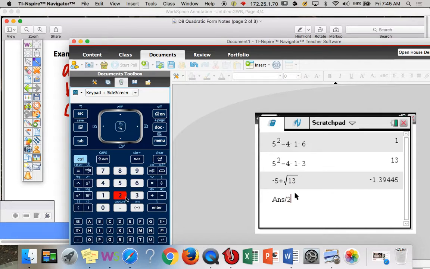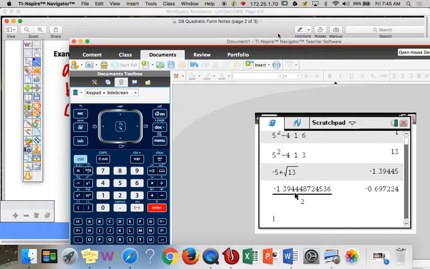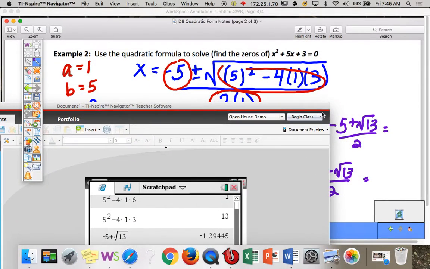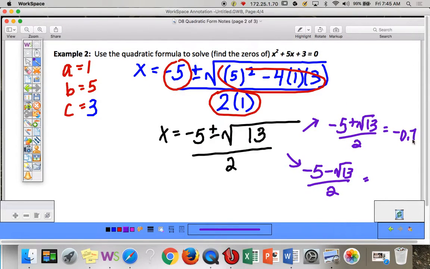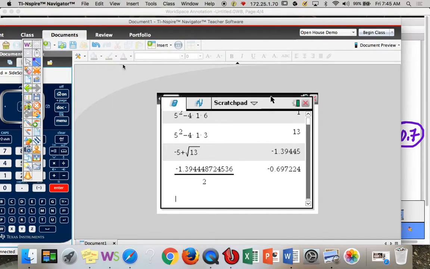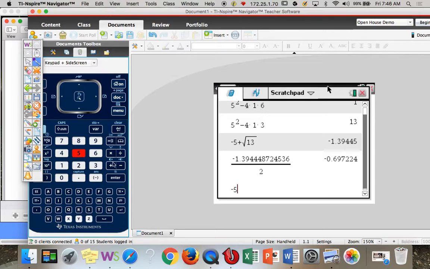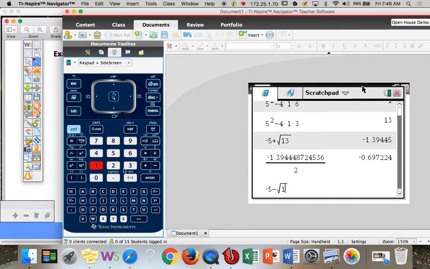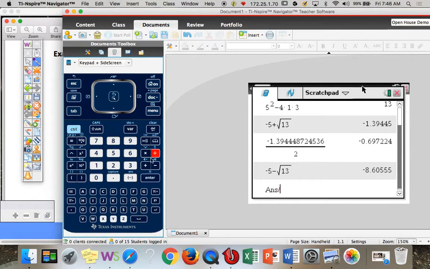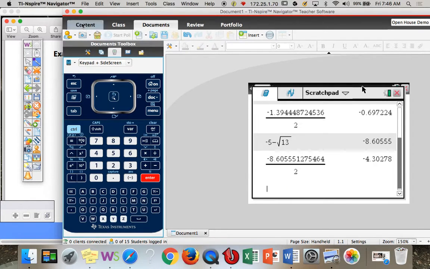Divide by 2. So it's about negative 0.7 if you round. And the other one would be negative 5 minus the square root of 13. Hit enter, divide by 2. So it's about negative 4.3.